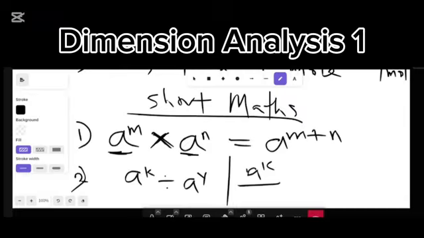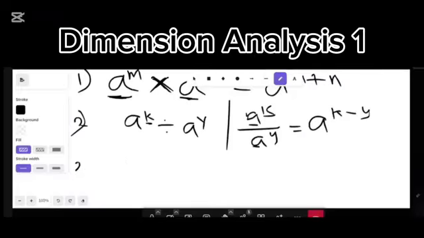Let me show an example in terms of numbers. Maybe 2 raised to power 3 times 2 together. 2 raised to power 4 divided by 2 raised to power 3. They both have base 2. Then because it is division, it's going to be 2 raised to power 4 minus 3.